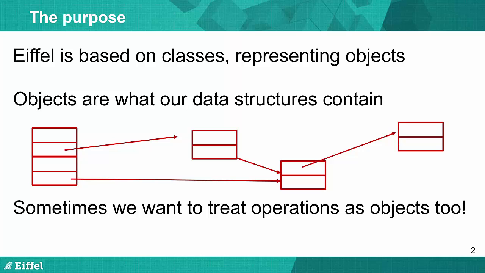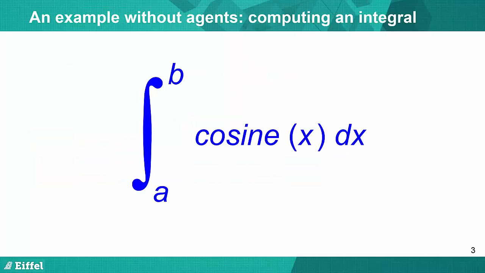Sometimes, what we would like to put into these data structures are operations, but operations are not objects. So we are going to transform them into objects, and this is what agents are going to enable us to do. Let's take an example. That example is going to be a numerical example, but there's nothing deep about numerical analysis here. It's just high school mathematics.